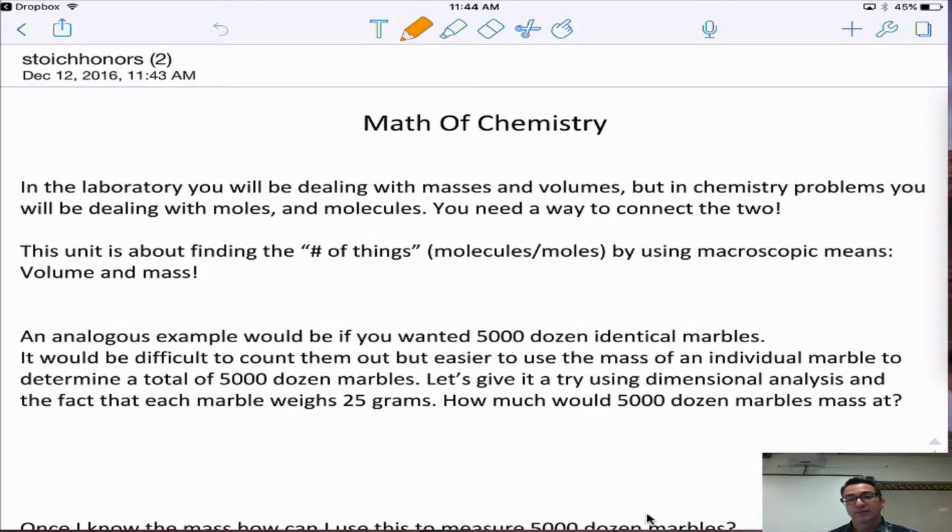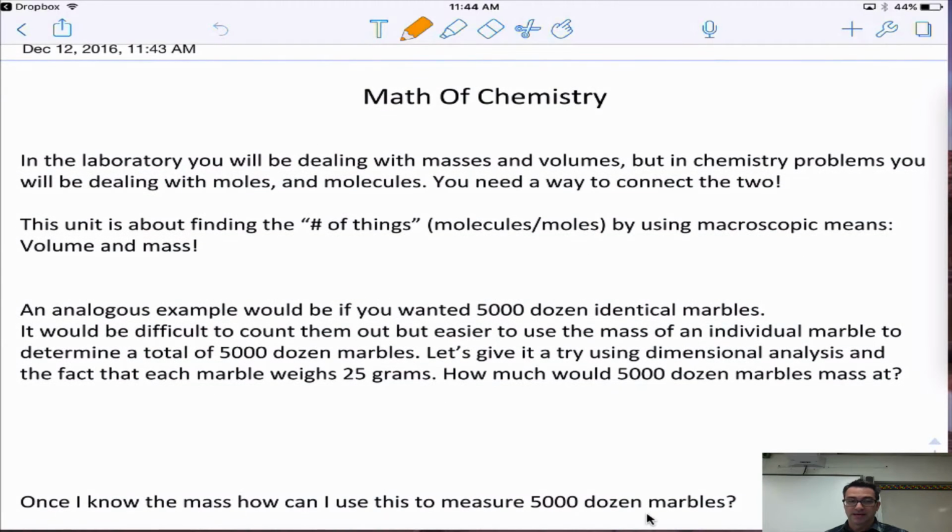So, let me give you an idea of an example of what this would be like. Imagine I said to you, look, 5,000 dozen, that's a lot. 5,000 dozen, that's 60,000 identical marbles. I want you to count them out. And once you count them out, I want you to tell me how much they weigh total. So, it would be difficult to do this. We would have to count each one, write down the mass, add it to the next one. That would take us a really long time.